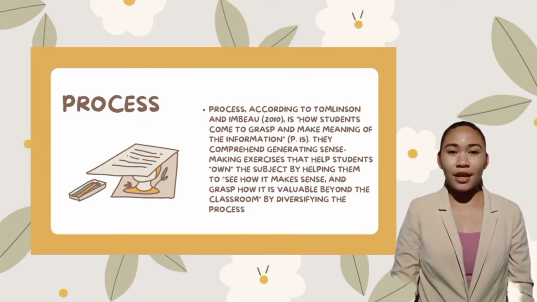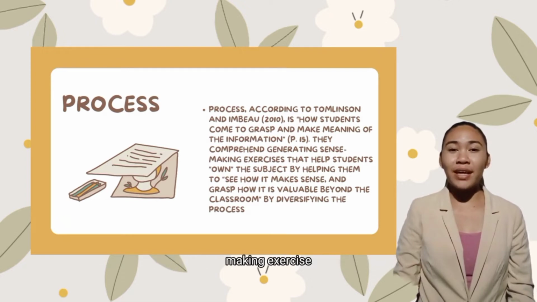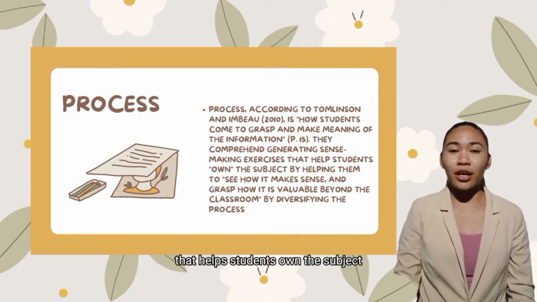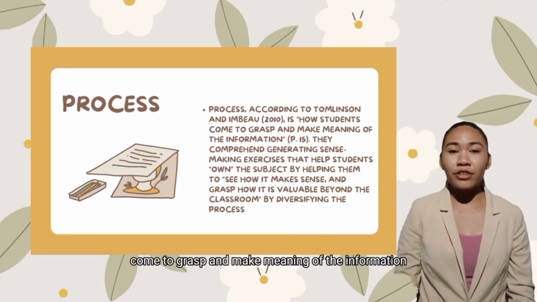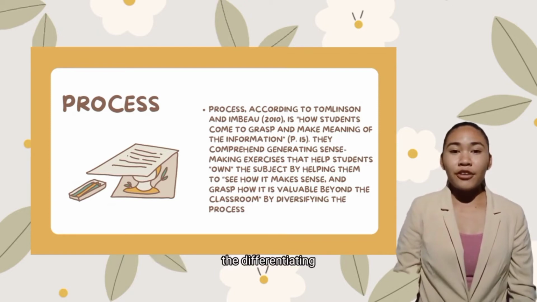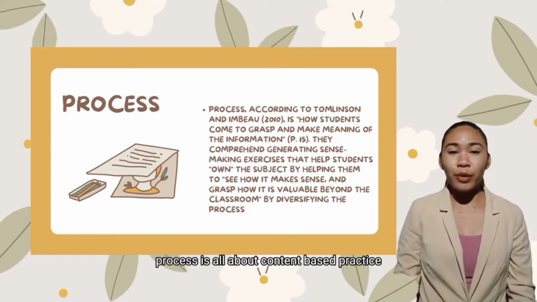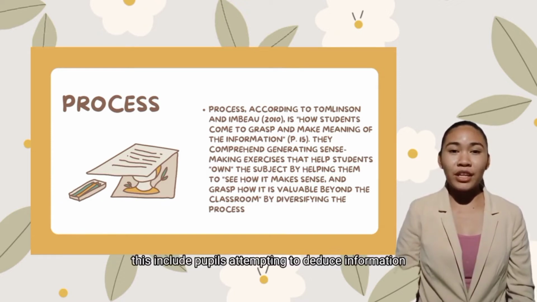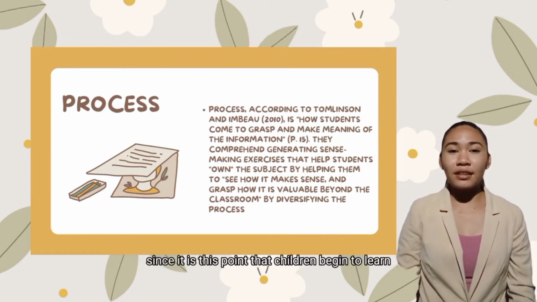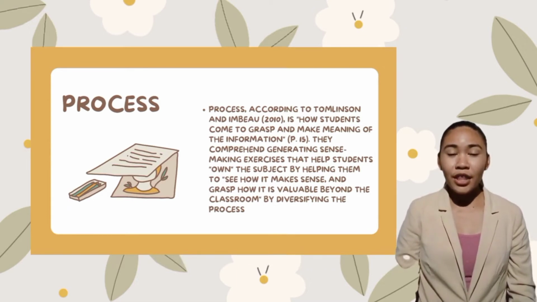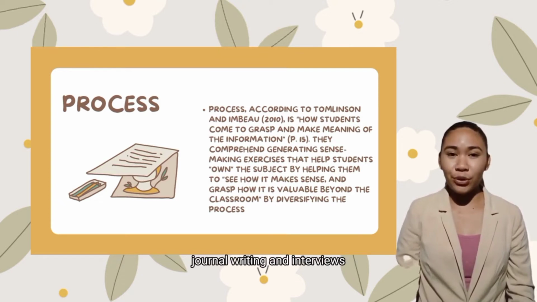Moving on with process. Process is generating sense-making exercises that help students own the subject by helping them to see how it makes sense and grasp how it is valuable beyond the classroom. Process, according to Tomlinson and Imbeau 2010, is how students come to grasp and make meaning of the information in a textbook or book. The differentiating process is all about content-based practice. This includes pupils attempting to deduce information, asking questions, and making errors. This is a critical time since it is at this point that children begin to learn. It is considered the mastery level and can be done by brainstorming, think-pair-share, journal writing, and interviews.